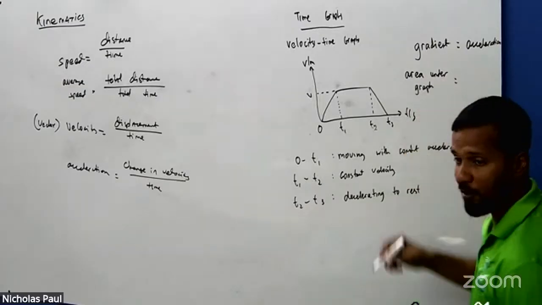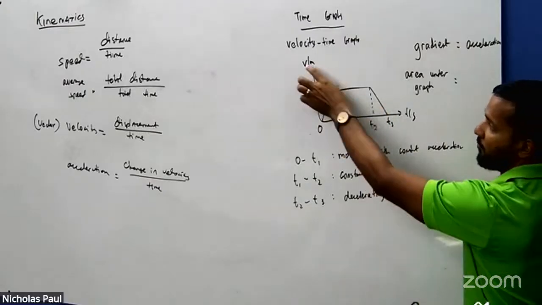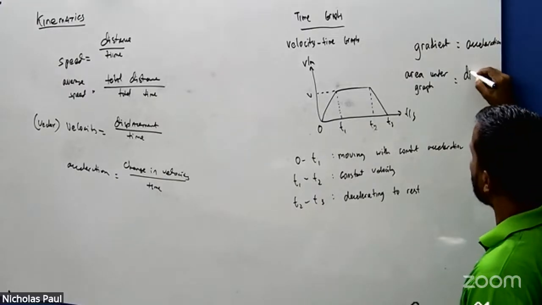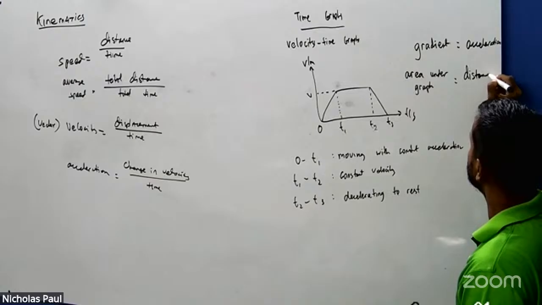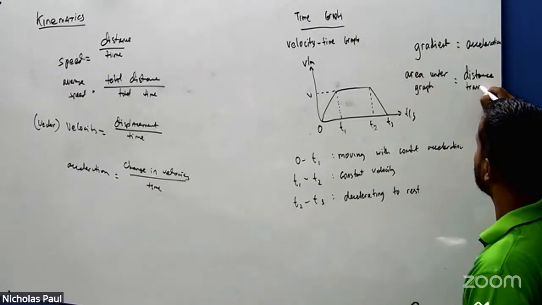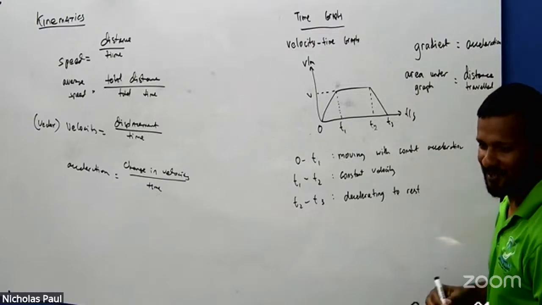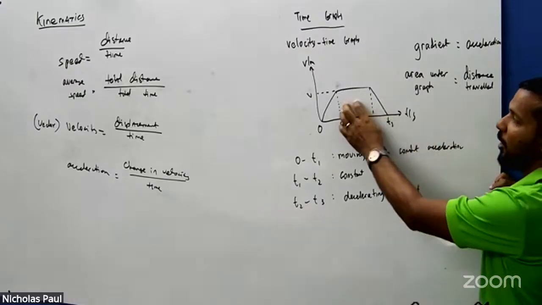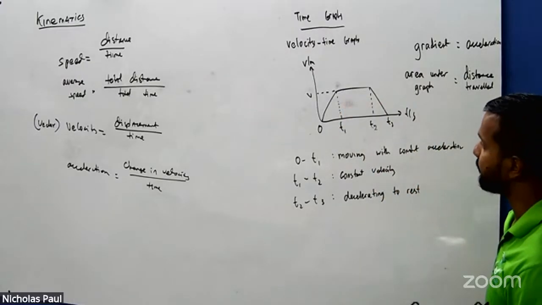What about the area under the graph? Area under a velocity-time graph. That's how we find the... I gave all this already, no? I'll do the maths. That'll be the distance traveled, right? So the area under this graph is distance traveled. Okay?